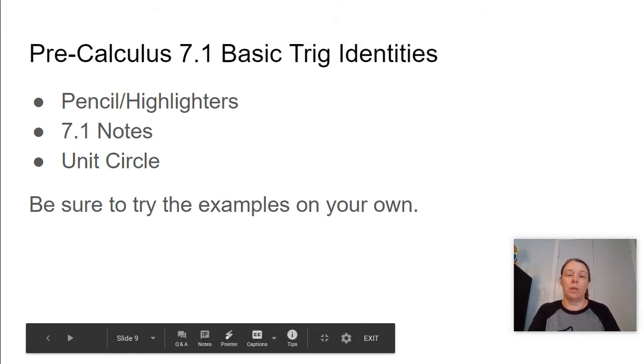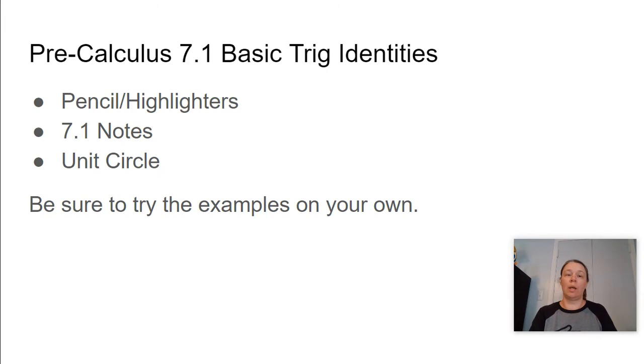Hello, pre-calculus students. Today we are going to start talking about chapter 7, which is about identities. So you'll need something to write with, maybe some highlighters, you'll need your 7.1 notes, and you will need your unit circle.